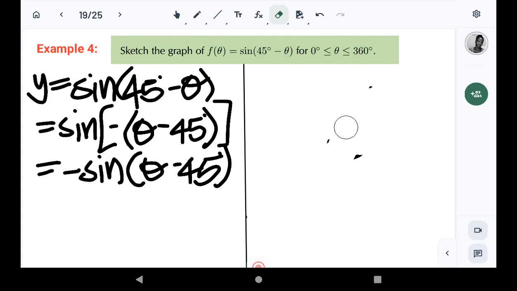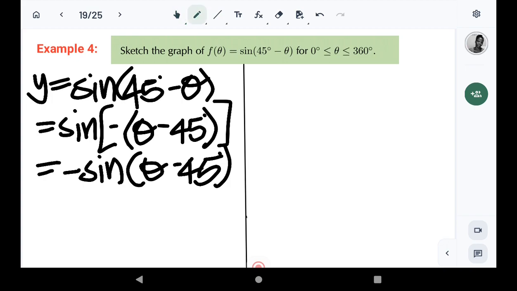Now keep in mind that this is a negative one. So where there was a maximum turning point, it will be a minimum turning point. Where there's a minimum turning point, it will turn into a maximum turning point. Notice also that we've shifted this graph 45 degrees to the right. It's minus, so it's shifted to the right. But where there is a maximum, it's a minimum. We flipped it upside down.